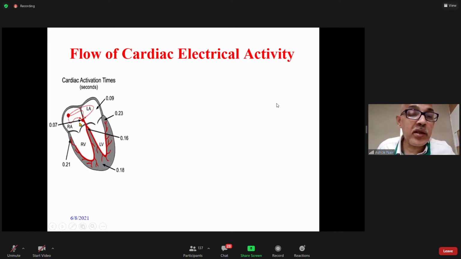At the AV junction, an important thing occurs: the impulses are delayed. So it will reach the bundle of His in about 0.1 second. In the meantime, it will cause depolarization of the atria. The delay at the AV junction is about 0.07 to 0.1 second. This will allow atrial contraction to be complete before ventricular contraction begins.